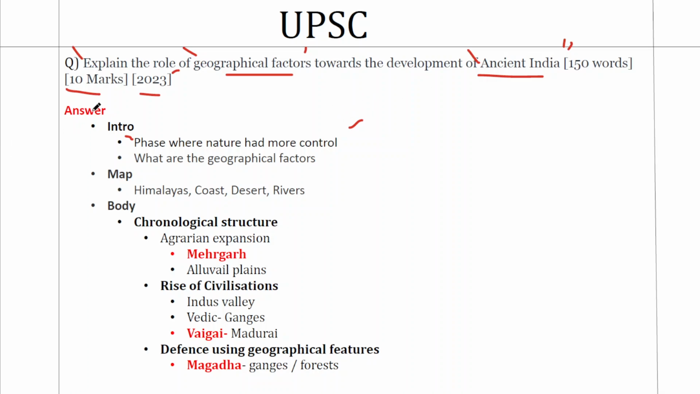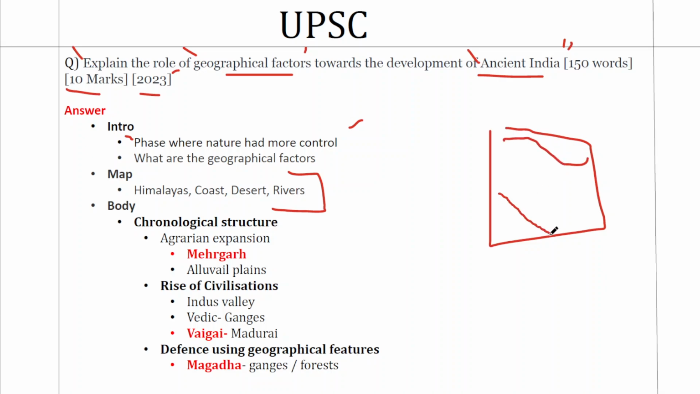So we'll set the introduction in that context and we'll give a map. This is a scope for a map here. We'll give the map of India and mark the relevance of the regions. For example, we'll mark the Himalayas here, the coastal regions in the downside, and the desert in the northwest region. We'll mark the major rivers, Ganges, Indus, Brahmaputra, and the peninsular rivers as well, Narmada, Tapti, and all the other rivers. So we'll mark all these key features here, and then we'll go to the body part.